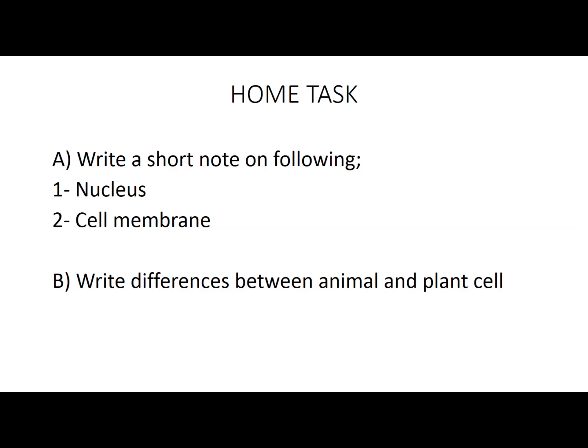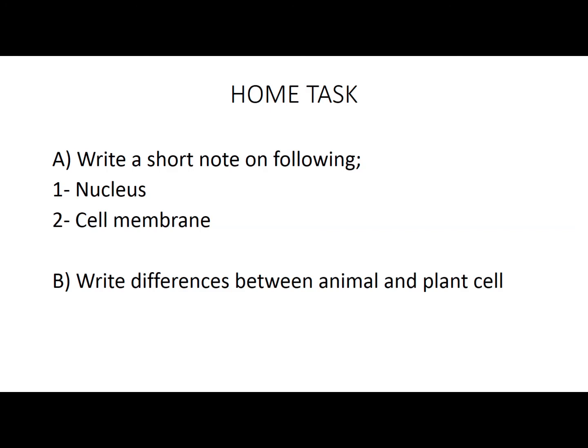The homework I want you to do in your biology copy is, number 1, write a short note on the following. Number 1, nucleus. Nucleus is the organelle that is found both in plant and animal cell. And number 2, cell membrane. To write a short note in your copy, you can take the help of this presentation as well as your book.